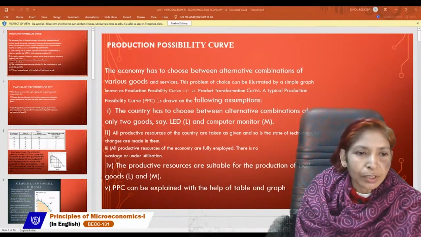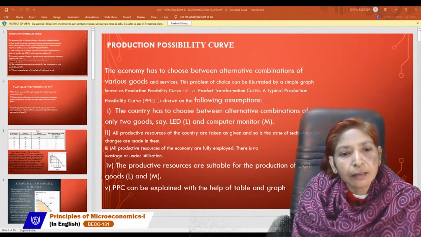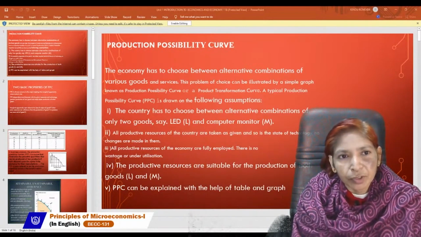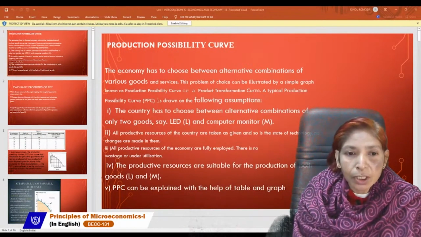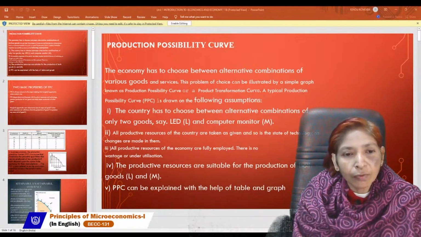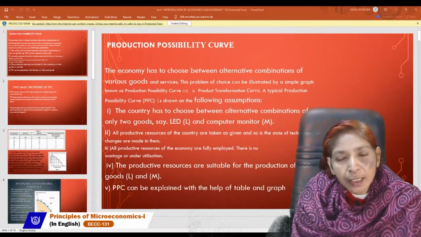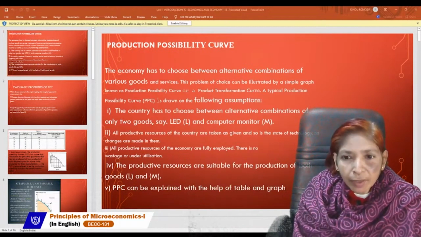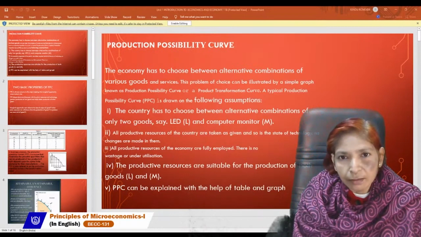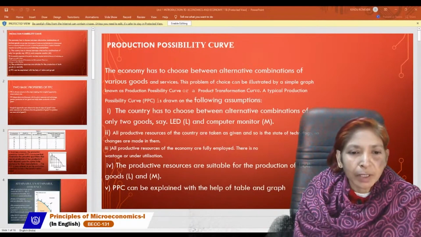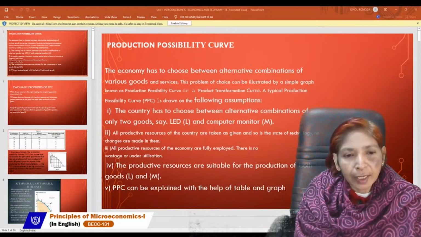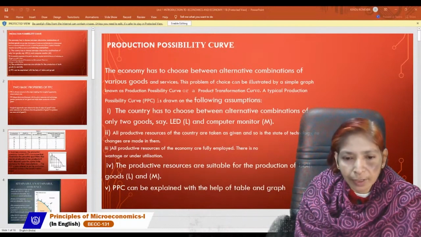Second point is positive economics can be verified with original data. Original data means the actual data which exist with you. And normative economics can't be verified with original data. Third point of positive economics is it aims to provide an original description of an economic activity.